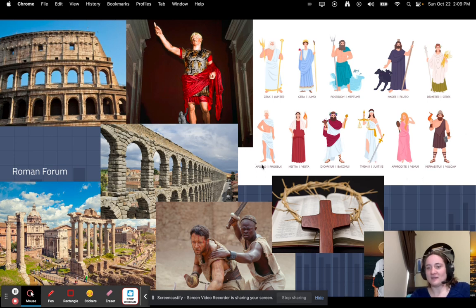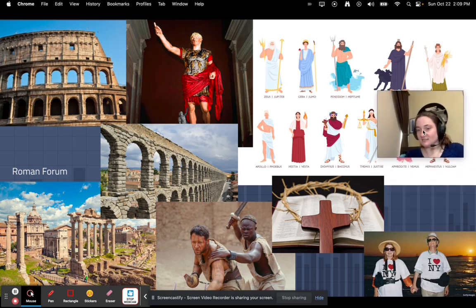You might think of the Roman gods, which are very similar to the Greek gods. You might think of tourists because a lot of tourists go to Italy. You may think of Christianity because we're going to be talking about the start of Christianity in this unit, which is always interesting. You might think of gladiator battles.